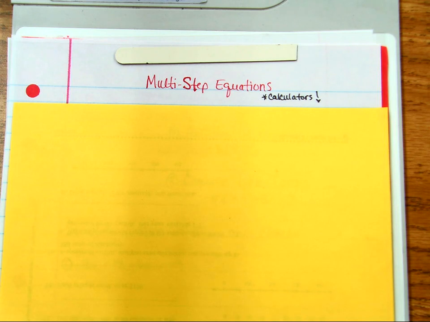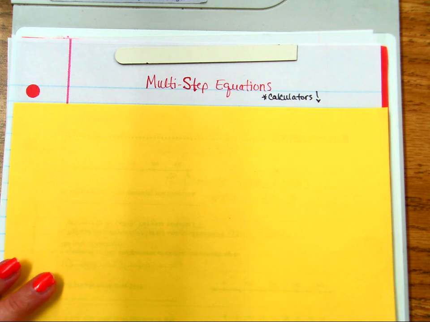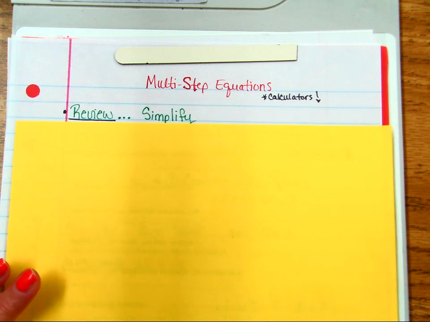Now that we're moving on from our two-step equations, the next step in equations is considered to be multi-step equations, which means that there's more than just two things that we need to do. But before we start with our multi-step equations, we need to take a second and do a quick review.